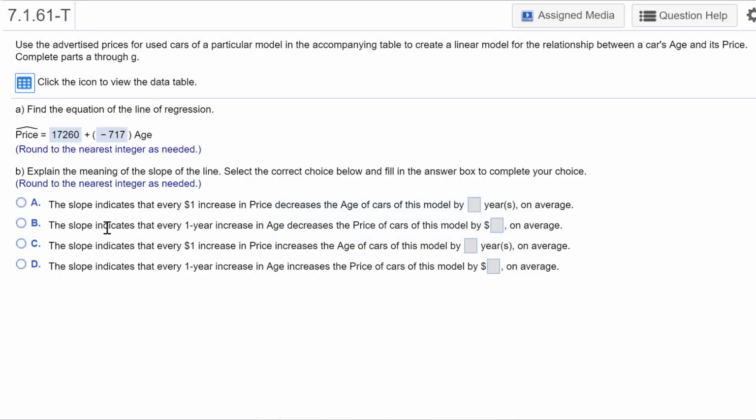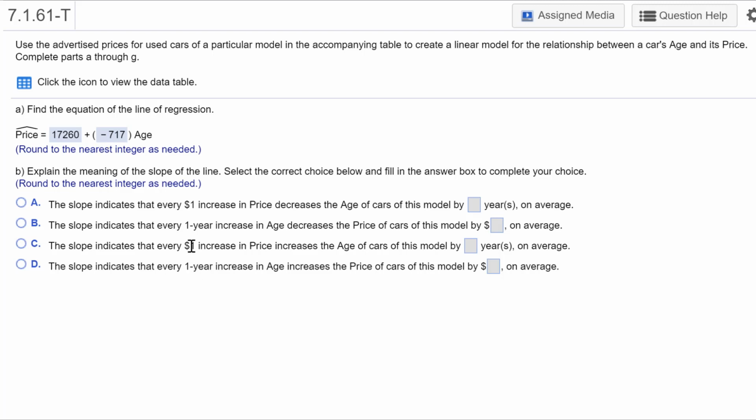Okay, explain the meaning of the slope in this line. Select the correct choice below. And then we have to put the box in. So remember what slope means. It can mean a couple different things. For every additional year, in this case ages, every additional year, the price decreases by 717. Why does it decrease? Because we got the negative sign here.